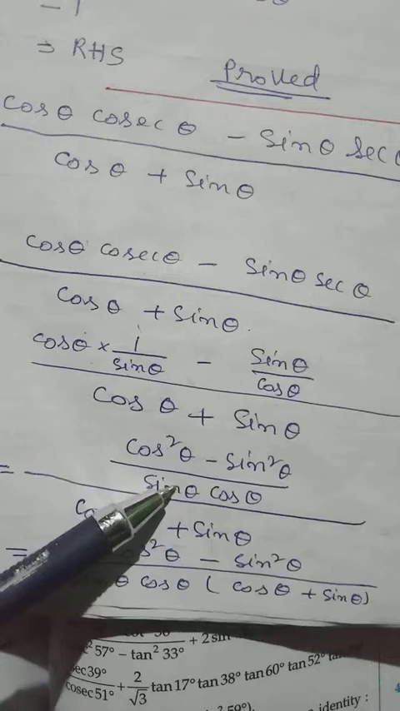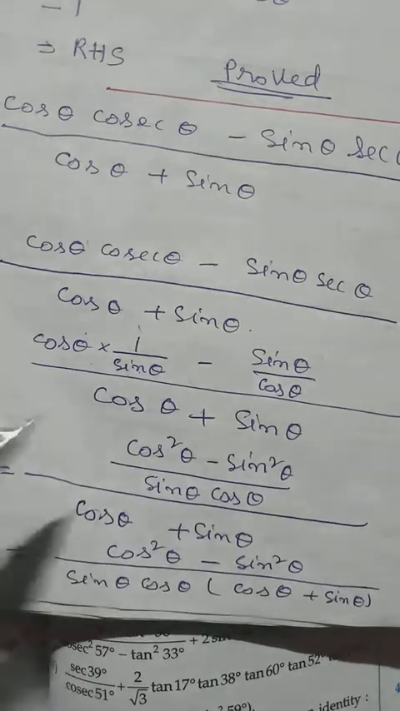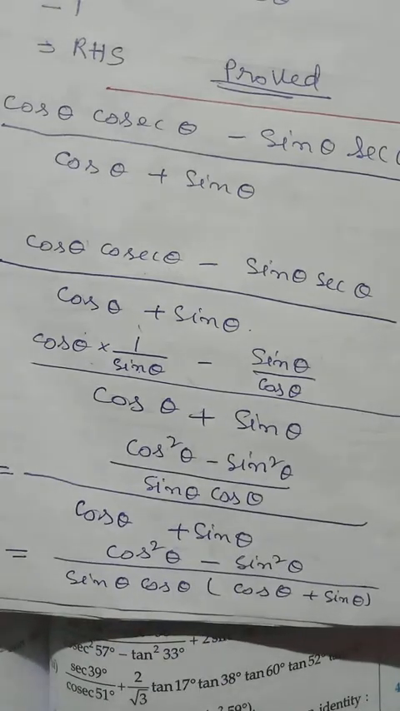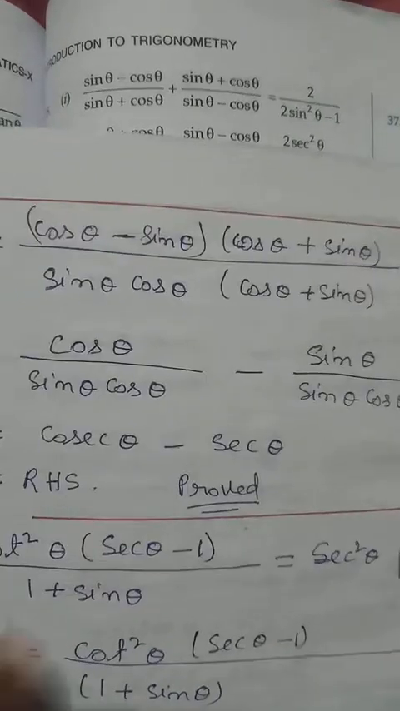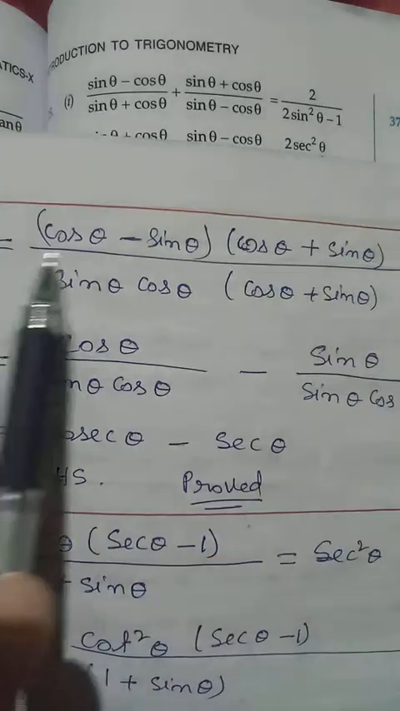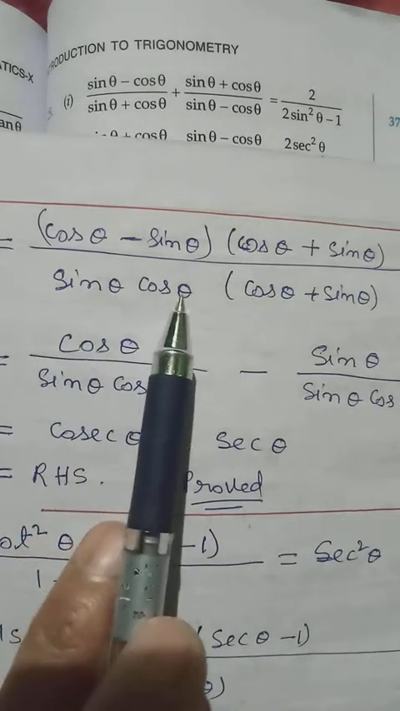Now these two, sine theta cos theta, we can take them along with the denominator. Then here we have a square minus b square. So we can apply the formula (a minus b)(a plus b). In that case, the positive part will be cancelled here. We are left with (cos theta minus sin theta) by sin theta cos theta.